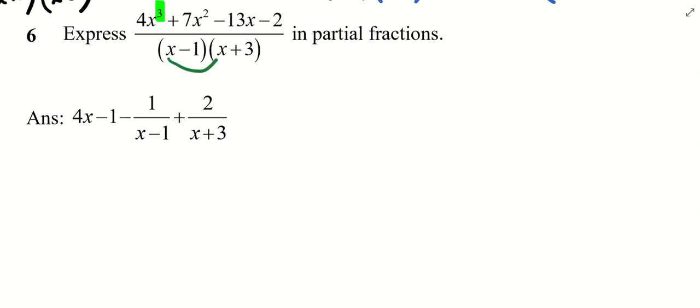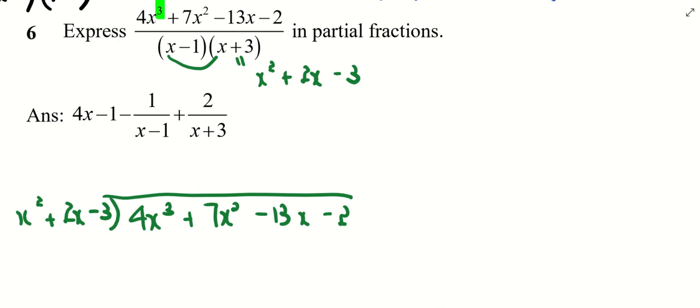X times x will give us x squared, which is 2. It does not fulfill the criteria for partial fraction. So what should we do? Long division. That's what I'm going to do right now. Before you can do a long division, you will need to multiply your denominator, then do your long division, to ensure the degree of the numerator is strictly lesser.